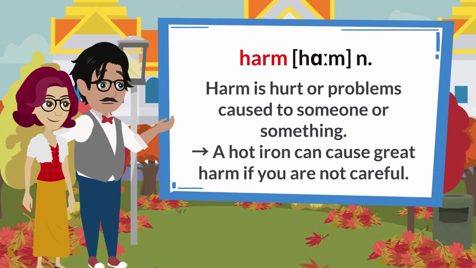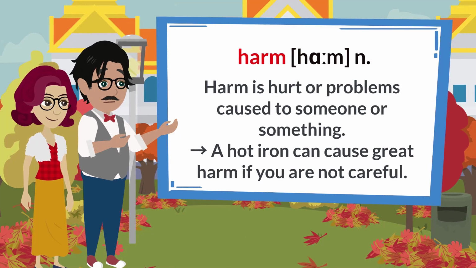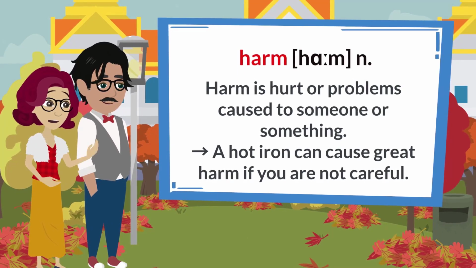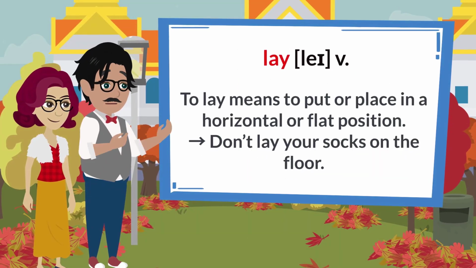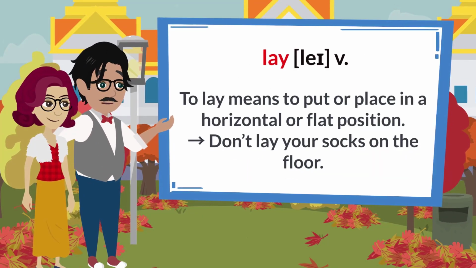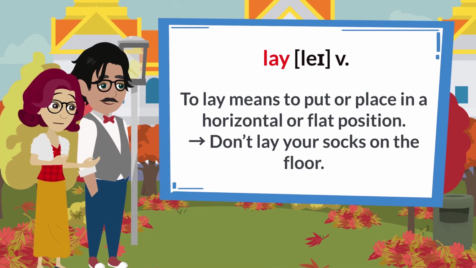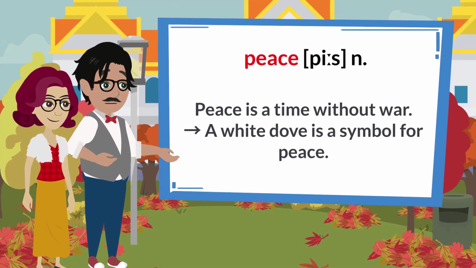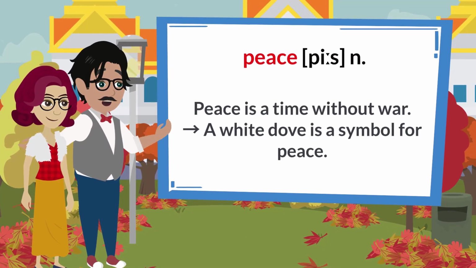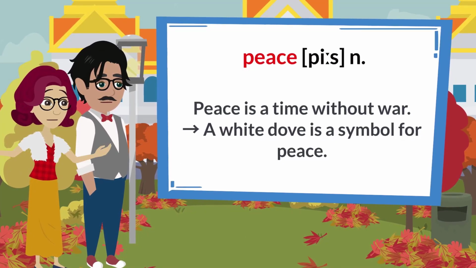Harm. Harm is hurt or problems caused to someone or something. A hot iron can cause great harm if you are not careful. Lay. To lay means to put or place in a horizontal or flat position. Don't lay your socks on the floor. Peace. Peace is a time without war. A white dove is a symbol for peace.